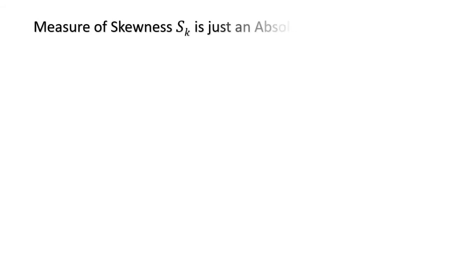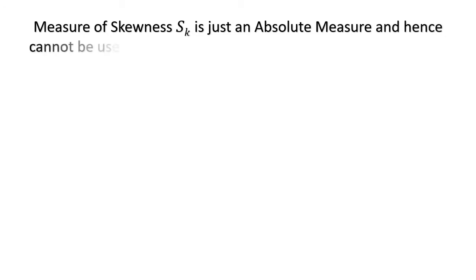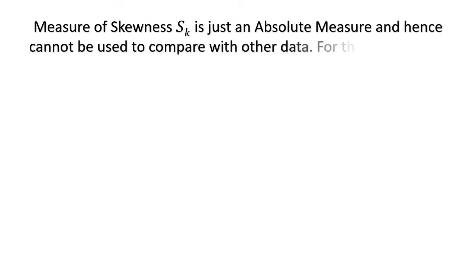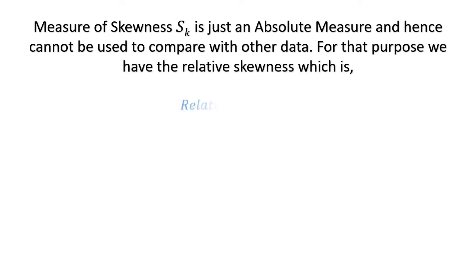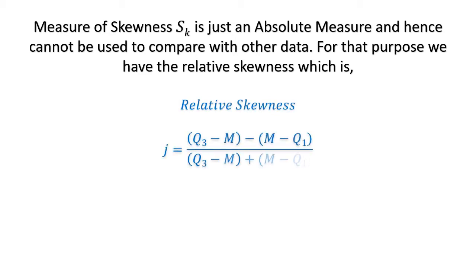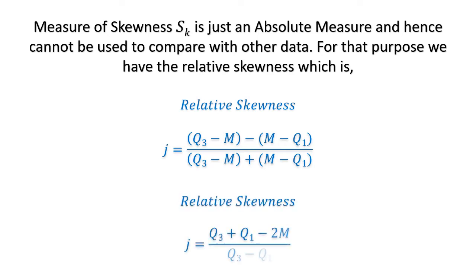The measure of skewness Sk is just an absolute measure and hence cannot be used to compare with other data. For that purpose, we have the relative skewness, which is J equal to (Q3 minus M) minus (M minus Q1) upon (Q3 minus M) plus (M minus Q1). So in the numerator we have the difference of the distances, and in the denominator we have the addition of the distances. But again, if we open the brackets, the second alternate formula which we get is Q3 plus Q1 minus 2M divided by Q3 minus Q1.